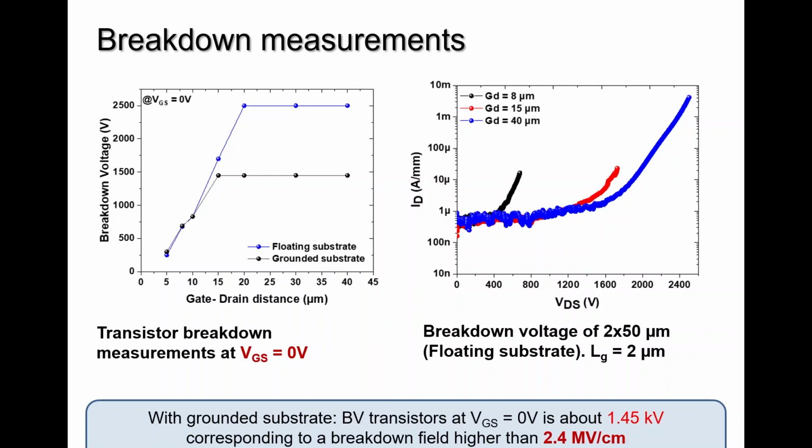And the nice feature of this buffer is the breakdown field. For lateral devices, this is a really, really high value. It may look not that high because people think about the more than 3 megavolts per centimeter theoretical value, but nobody is using 3 megavolts per centimeter. It's not accessible, let's say. So above 2 megavolts per centimeter, these are very nice values for gallium nitride. So that's something we could see at a bias of 0 volts, giving you some pretty nice breakdown voltage.